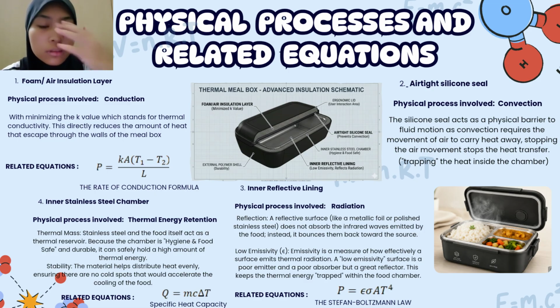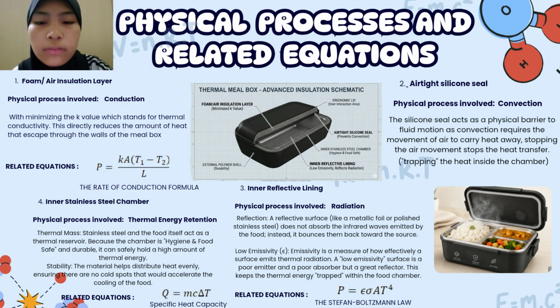Okay, so we move on to the second one, the airtight silicone seal. The physical process involved is convection. The silicone seal acts as a physical barrier against fluid motion, as convection requires the movement of air to carry heat away, and stopping the air movement stops heat transfer. So technically, the silicone seal traps the heat inside the chamber.